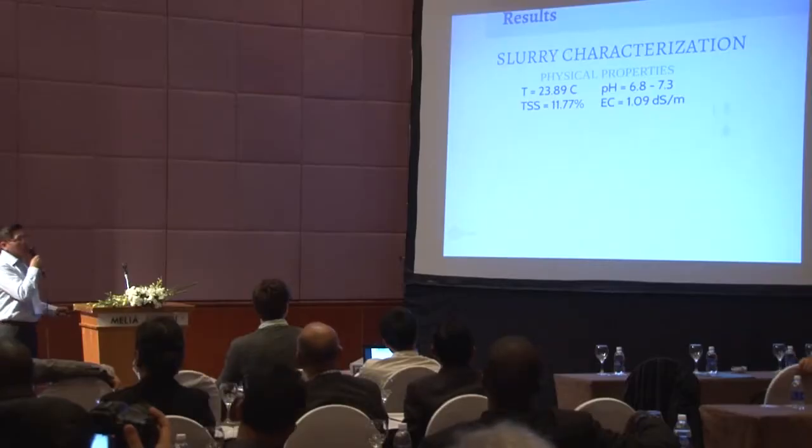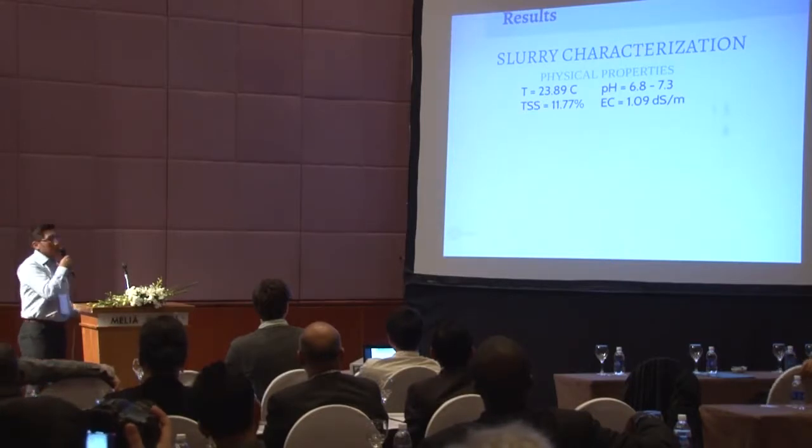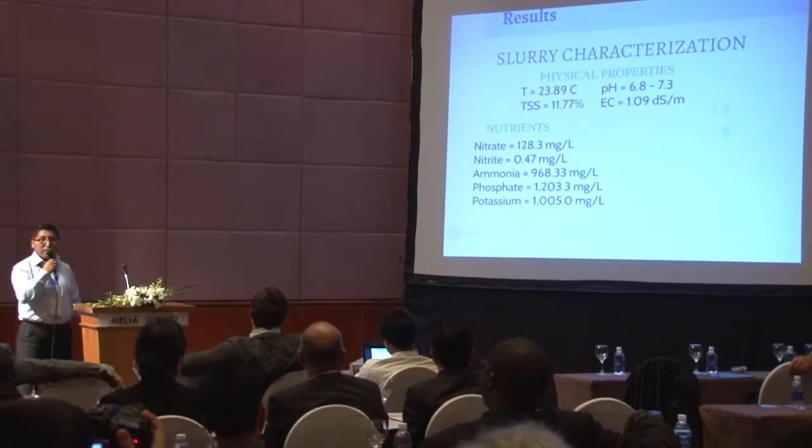About the results, the characteristics of the sludge: the average temperature was almost 24 degrees, and the TS was almost 12%, with pH ranging between 6.8 and 7.3. It is good to mention that the concentration of nutrients is quite high. That's why this product is applied successfully in agriculture. The local farmers know that this product is very good. And for the organic matter, we measured the volatile solids. It's a little bit high.